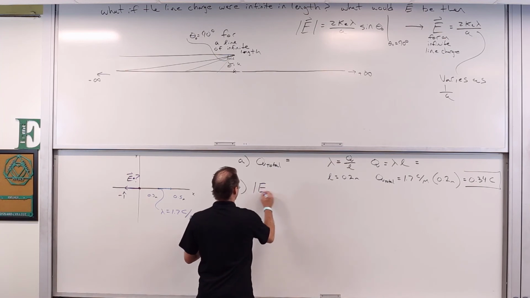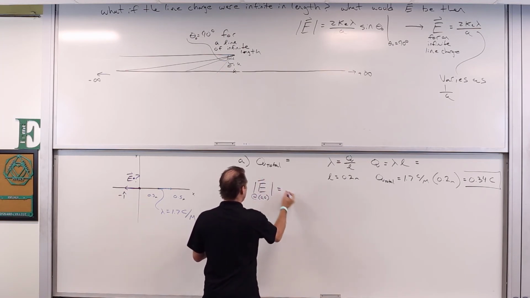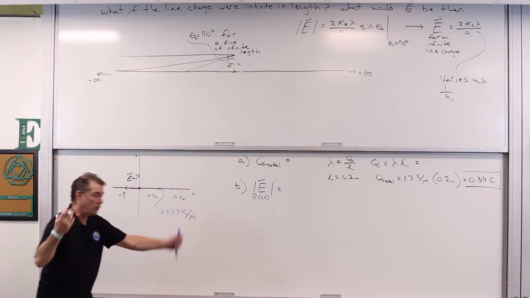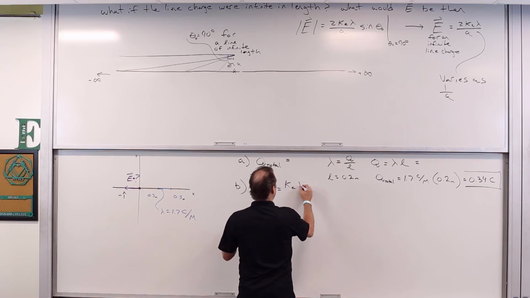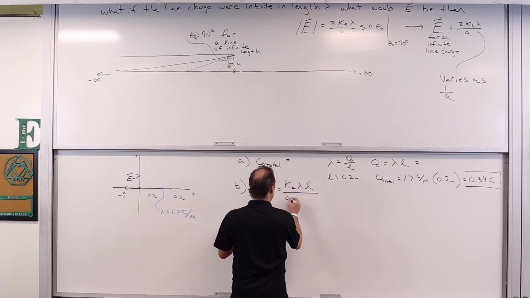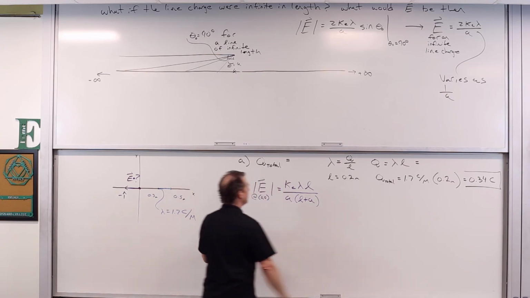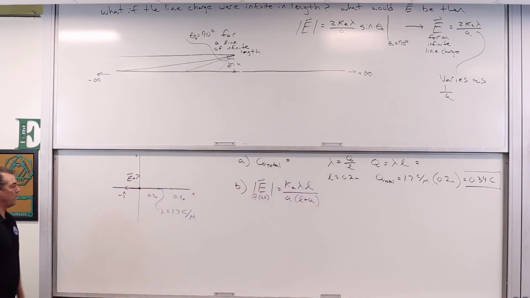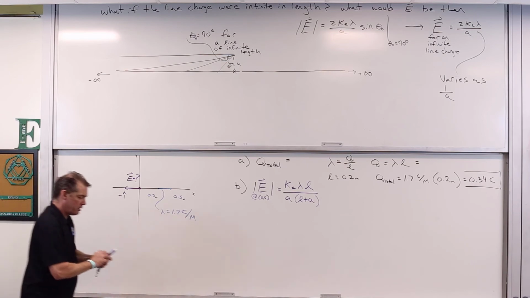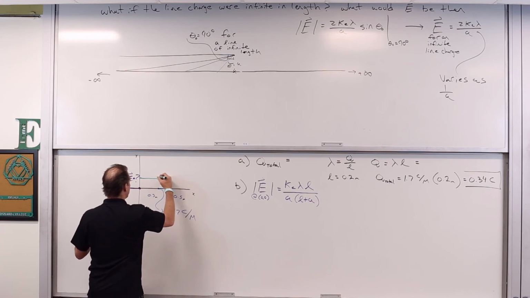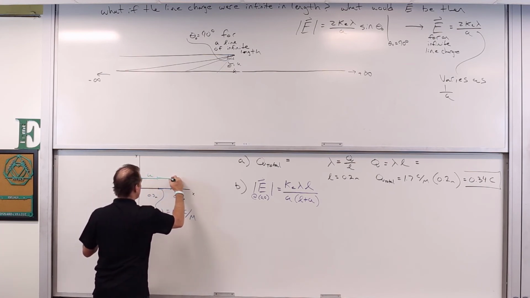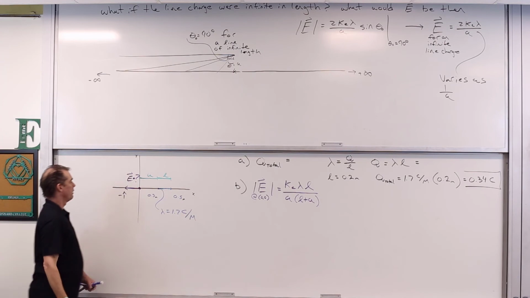Well, at 0, 0, we've got an expression already. We know that it's k sub e lambda L divided by a times L plus a. So then it's just a matter of what is lambda, what is L, what is a. Well, a is this distance right here. It's the distance from the point under consideration to the near end. And L is this distance here. It is the length of the line charge itself.